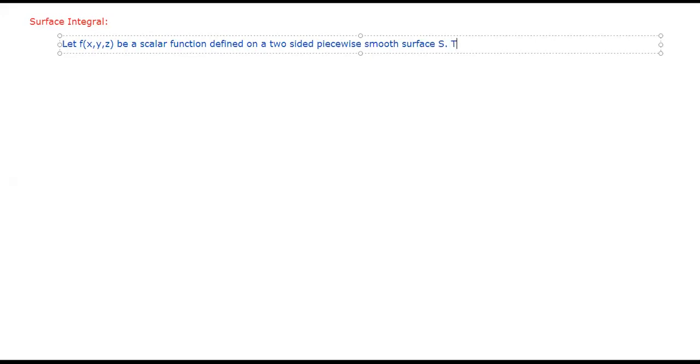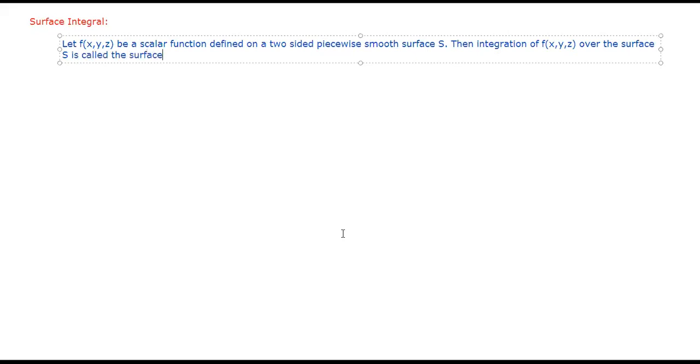Then the integration of f of x y z over the surface is called the surface integral of f of x y z. So, notation.